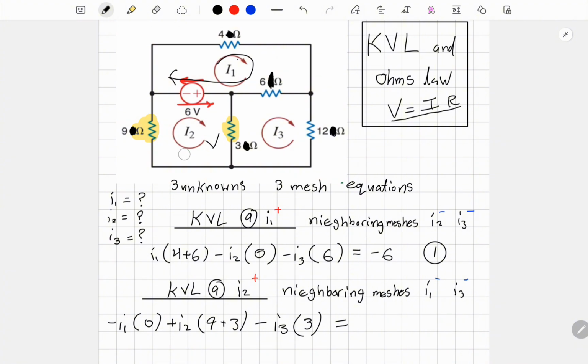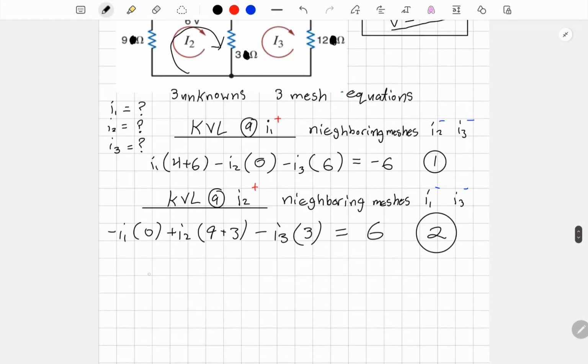any voltages in my mesh. Well, yeah, I do. I have this 6-volt source, so I2 is going clockwise, and I look at the sign leaving, and that's my positive sign, so I write 6. That's my equation 2. Try to do equation 3 without looking at anything, and then you can play my video.